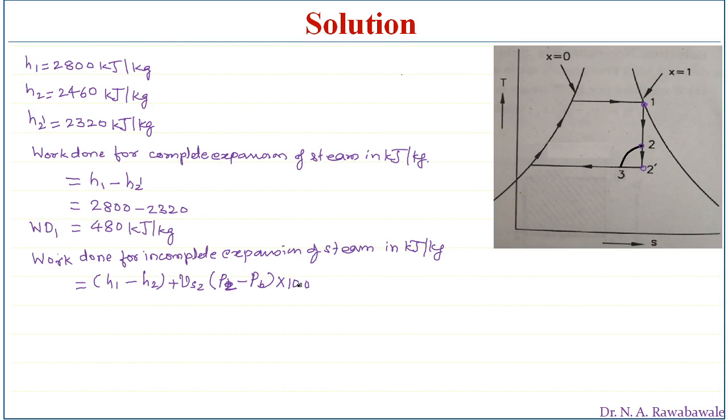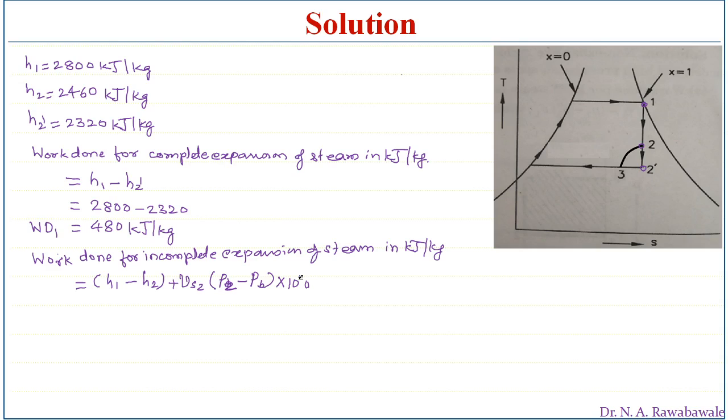So this gives us the work done by the engine if the expansion is incomplete. So if the work is done by incomplete expansion, the work will be less than the previous work. Work is lost in the second case.